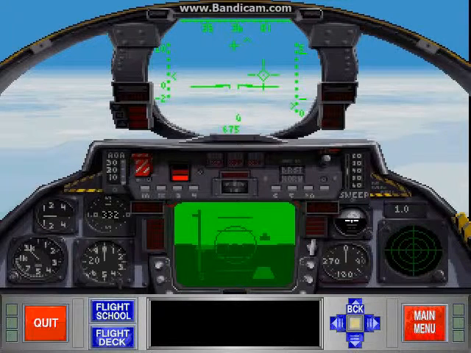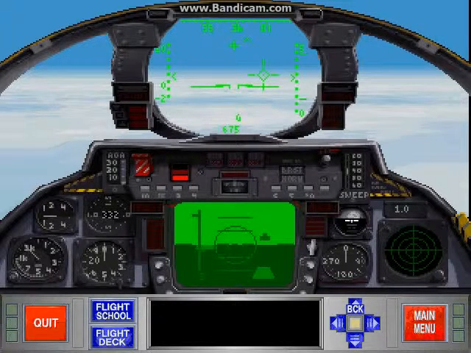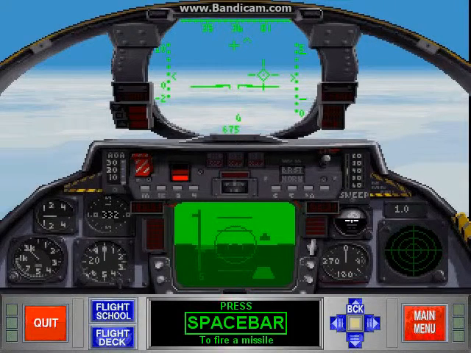A target range caret that is halfway up a target range scale set to 5 indicates that the target is 2.5 nautical miles away. When the HUD symbology is flashing, it means that the target is in range of your selected weapon. At this point, you can fire a missile by pressing the space bar.